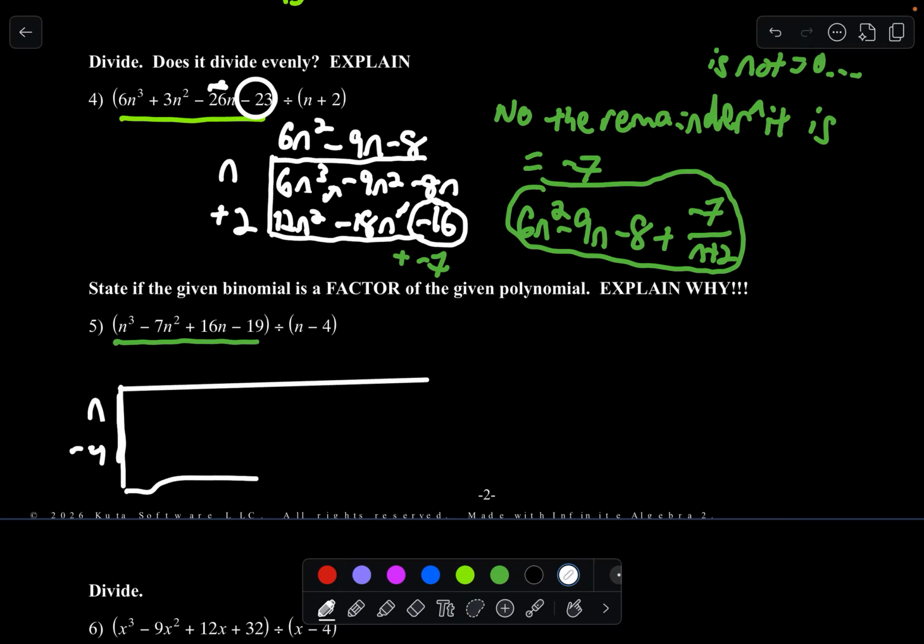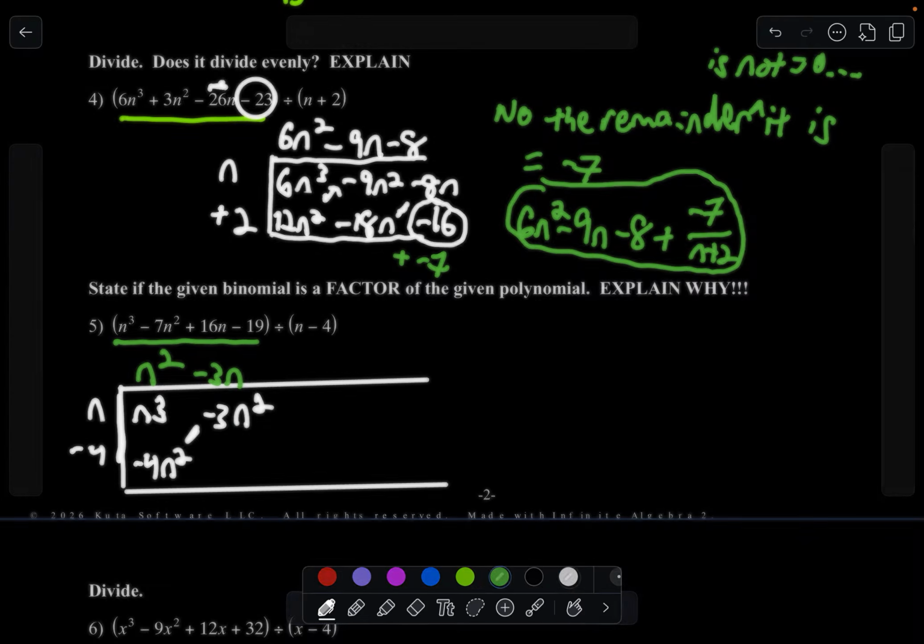And then we have our little box here. And then we put the first term in right here, n cubed. So obviously, n times what gives you n to the third? That's n squared. That's n cubed, that works. And this is minus 4n squared. So adding these two together right here has to be negative 7n squared. So that means you have to add negative 3 to negative 4. What do you have to multiply n by to give you negative 3n squared? That would be negative 3n. And then negative 3n times negative 4 is a positive 12n.